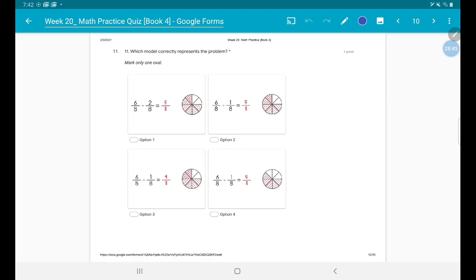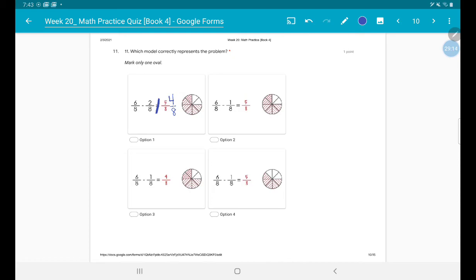Okay, moving on to number 11. I'm looking to see which model is correctly representing the problem. I'm subtracting fractions in all 4 of these options, so I have to check to make sure my denominator is the same, and it is. 6 minus 2 equals 4, not 5. So 6/8 minus 2/8 is equal to 4/8, not 5/8.